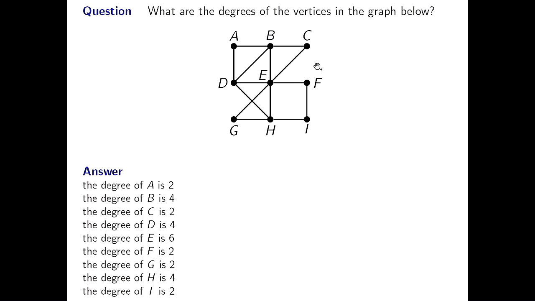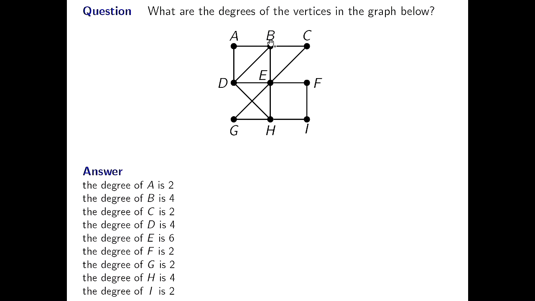Why is that? Well, think about what we're really doing here: counting ends of edges, right? Here, when I count A as 2, I'm counting 2 ends of edges. When I count B as 4, I'm counting 4 ends of edges.